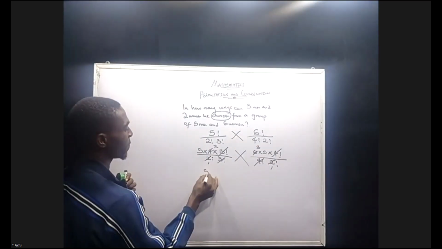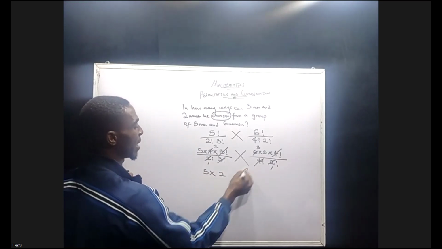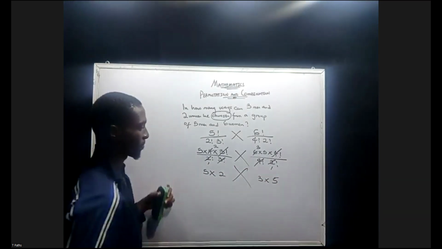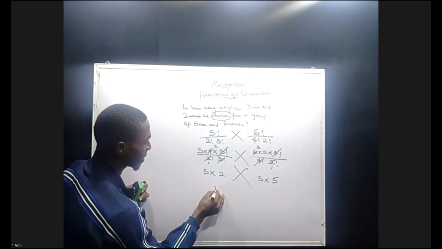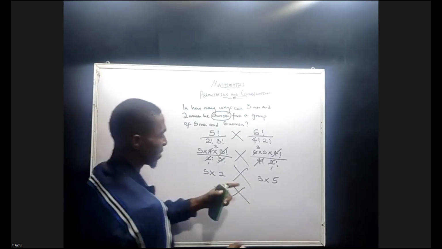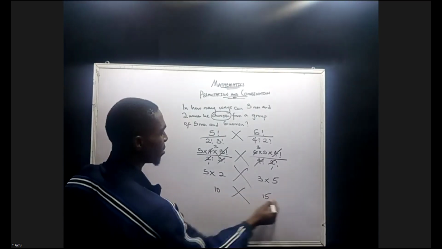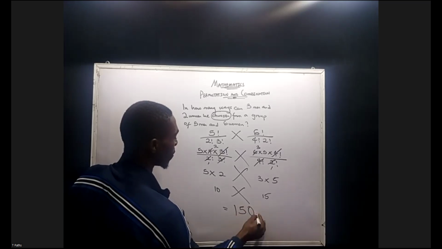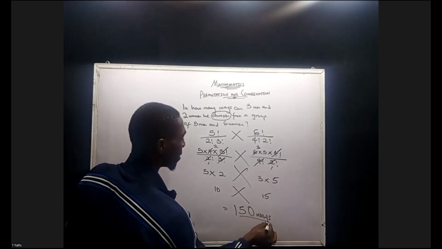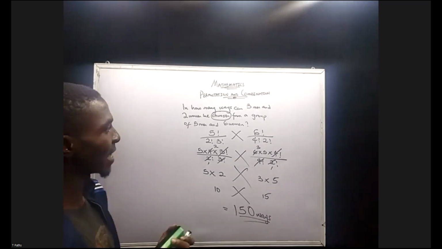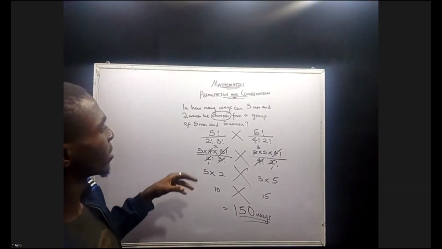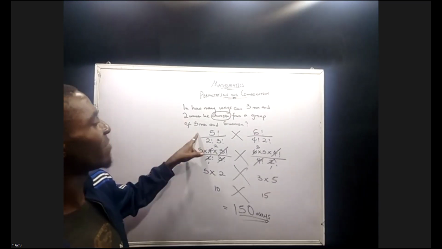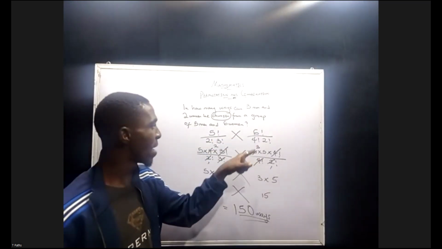Finally, we have 5 times 2 here, and 3 times 5 here. Here becomes 10 and 15. And when you multiply these 2 together, the final answer becomes 150 ways. This is the number of ways you can select or choose 3 men and 2 women from a group of 5 men and 6 women.